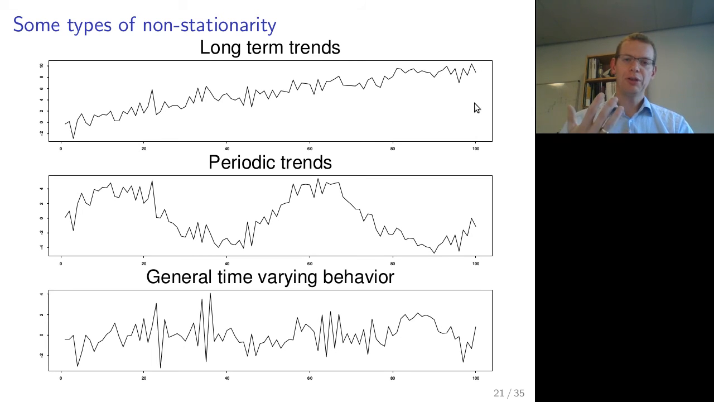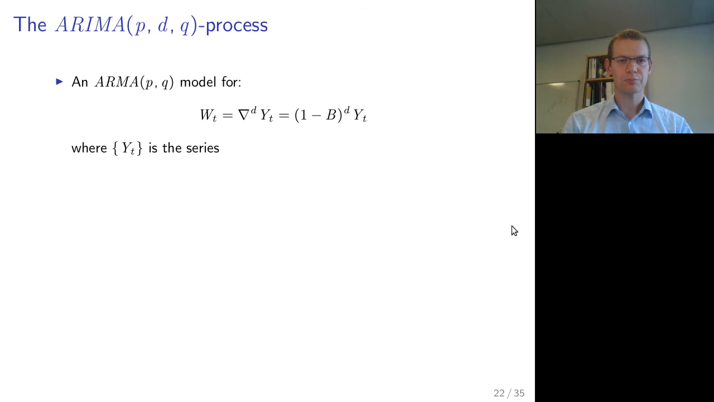So, typical types of non-stationarity. One is if you have a long-term trend, in this case a very nice linear trend. You can also have a periodic trend, but you can also have changes in variance and other structures. This we won't cover in this course. We'll leave that for, say, the advanced time series course or other courses. But we will try to deal with these kinds of patterns in here.